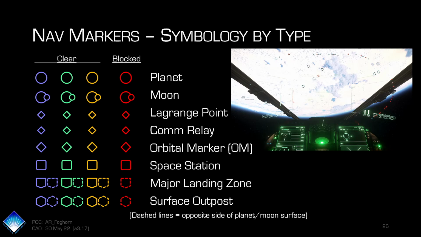On the surface of a planet or moon, a major landing zone or city is marked as an upside-down home plate, and any other surface outpost is annotated by a hexagon. If the outpost or landing zone is on the other side of the planet or moon, that is denoted by the symbol being drawn with dashed lines. If the path to the nav marker is clear, the nav marker will be in the same color as the spacecraft manufacturer's HUD color. If the path is blocked, then the symbol will be displayed in red.